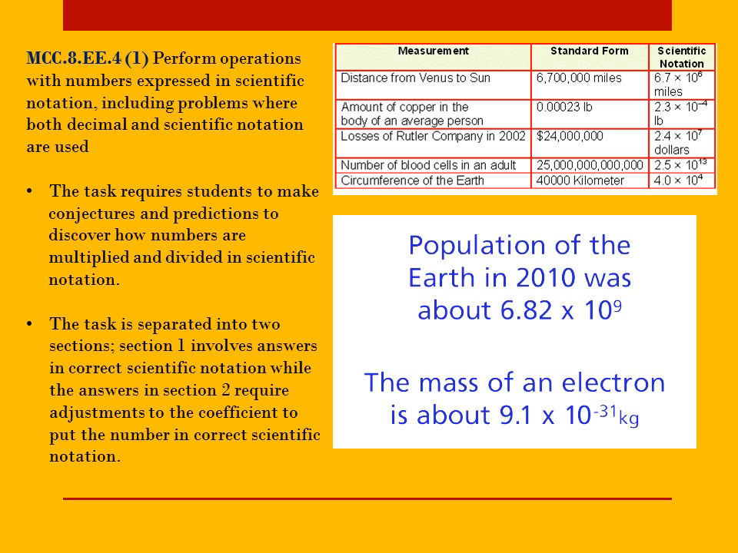This Common Core standard requires students to perform operations with numbers expressed in scientific notation, including problems where both decimal and scientific notation are used. This task requires students to make conjectures and predictions to discover how numbers are multiplied and divided in scientific notation. It's divided into two parts. Section 1 involves answers that are arrived at in correct scientific notation, and Part 2 requires students to adjust coefficients to put numbers in correct scientific notation.